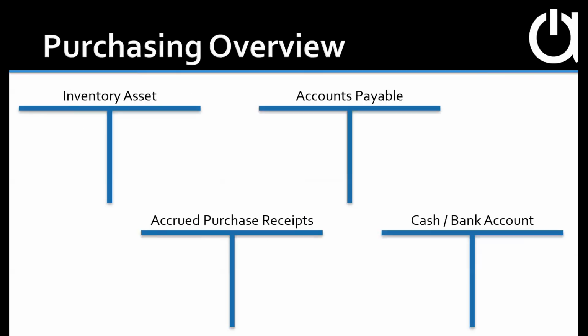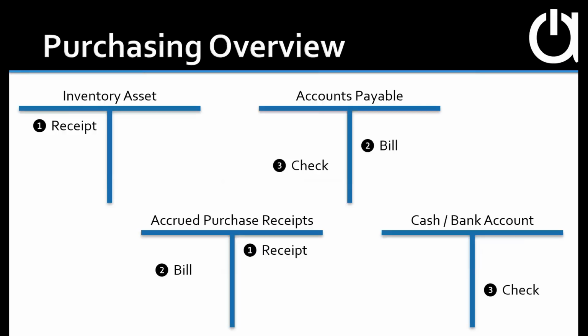Okay, so when we look at purchasing, it starts with a receipt. First step is debit inventory, credit accrued purchase receipts. Then we get the vendor bill where we debit accrued purchase receipts, credit accounts payable. And then the final step is I write my check, which is a debit to accounts payable and a credit to my bank account. Pretty simple, but there are 3 steps that happen inside of QuickBooks sent over from Acctivate.